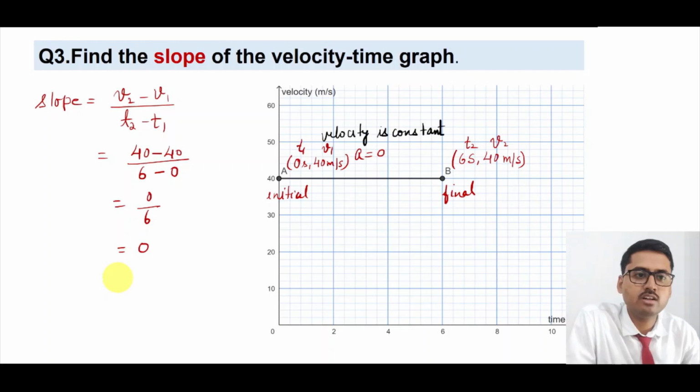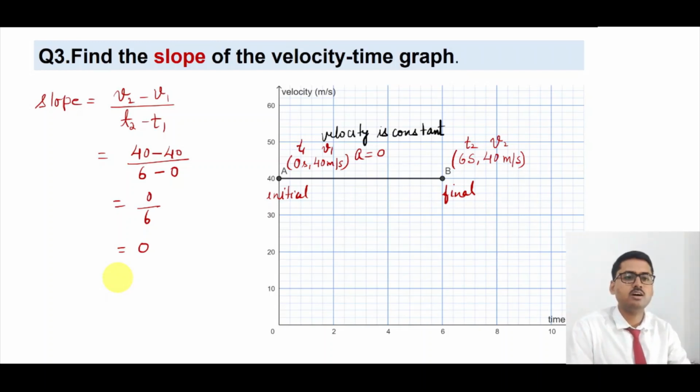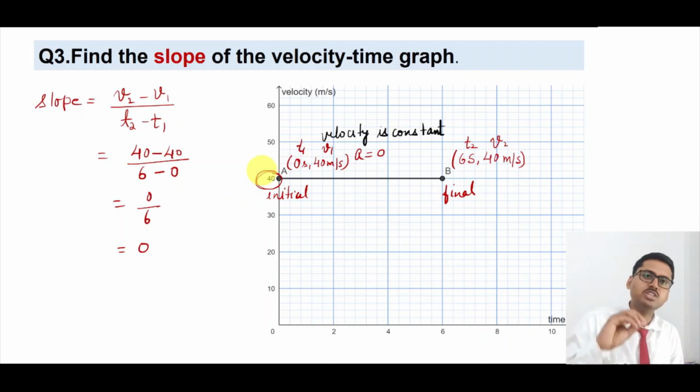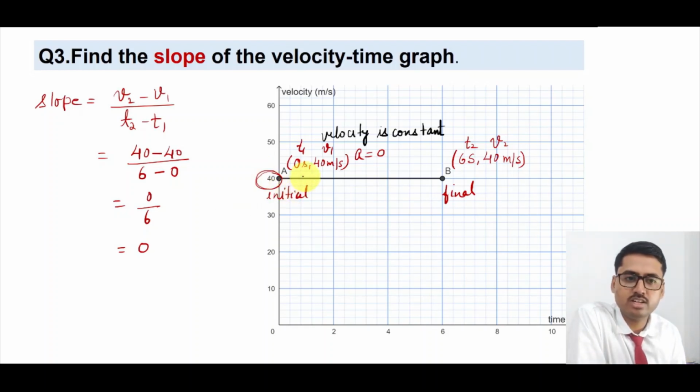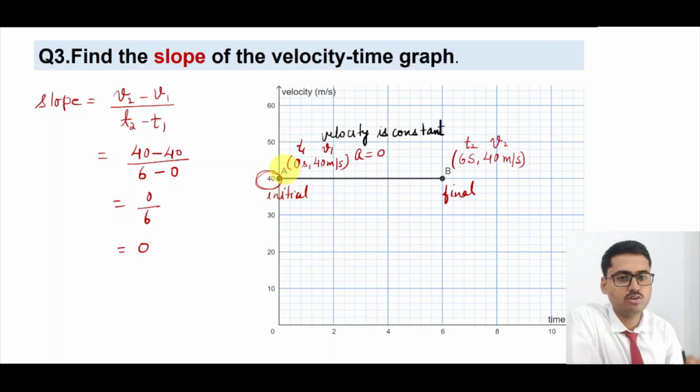Sometimes children get confused when they see a graph which is horizontal to the time axis. They think that the object is at rest. Well, that is true for a distance time graph but not for a velocity time graph. You need to have a little understanding on this. Here the velocity is not 0, velocity is 40, which means the object is still moving with 40 as the time proceeds. So the object is not at rest, the object is moving uniformly.